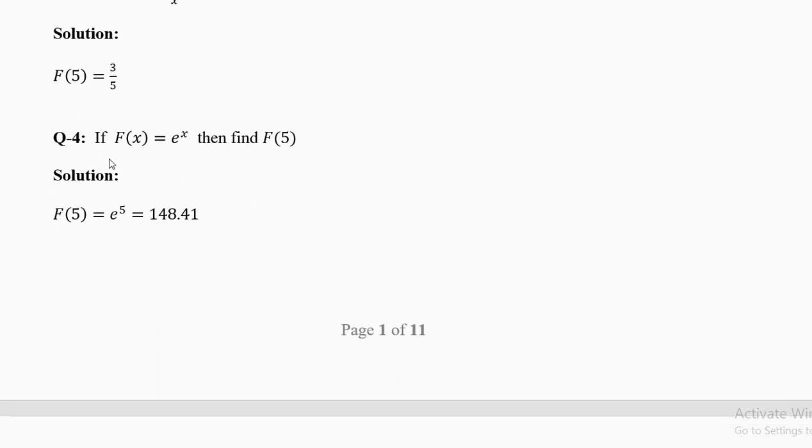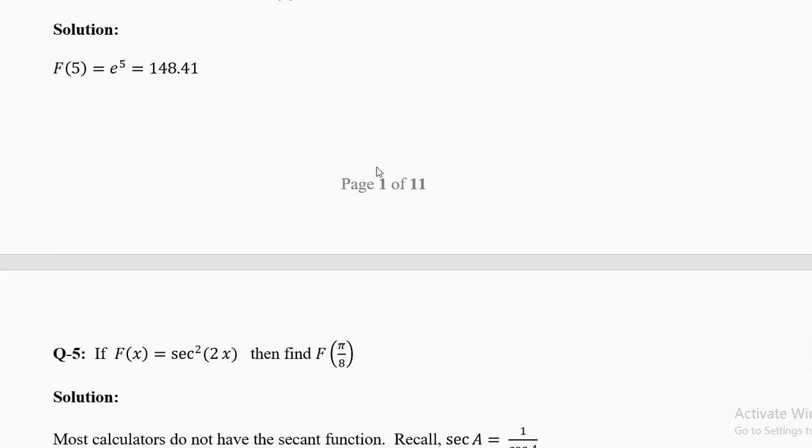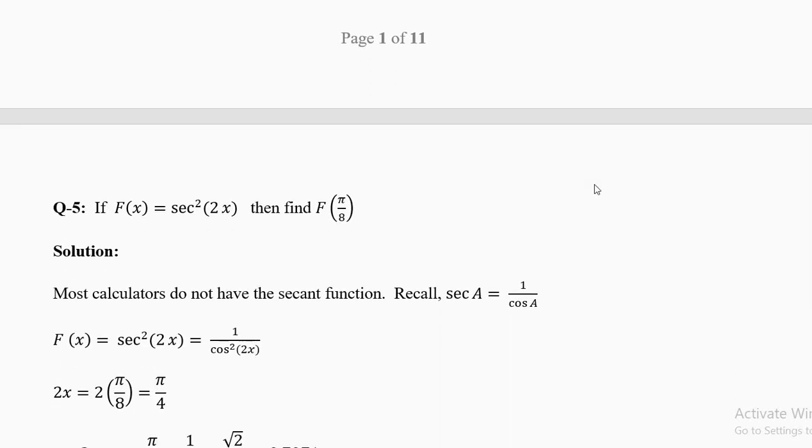The next example, question number 4, f of x equal to exponential x. E power x is called exponential. Find f of 5. Now put x equal to 5, you'll get e power 5. You put it in your calculators. We have discussed it in the class. You'll get 148.41 and many more numbers. Please take at least 3 or 4 numbers after the decimal point.